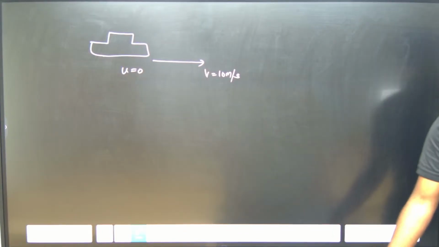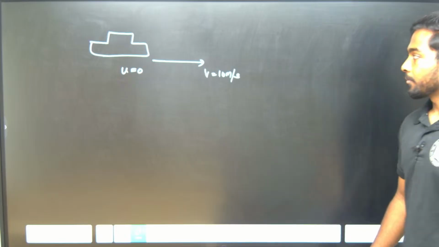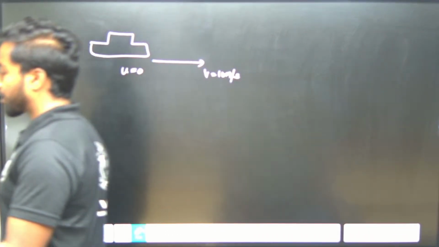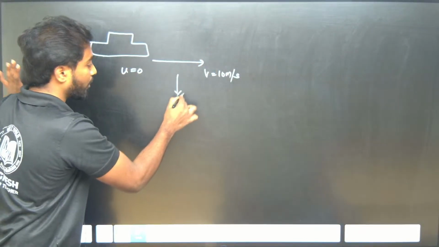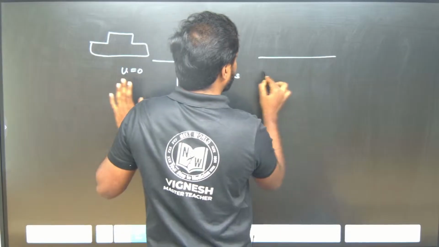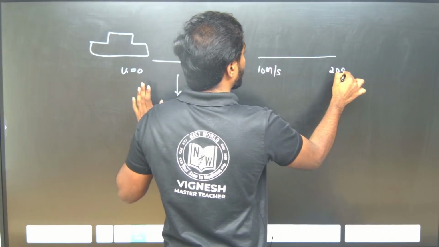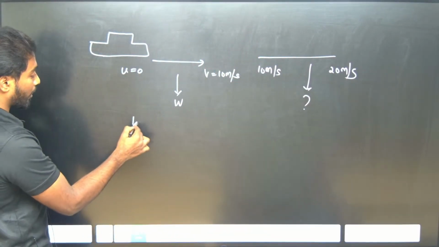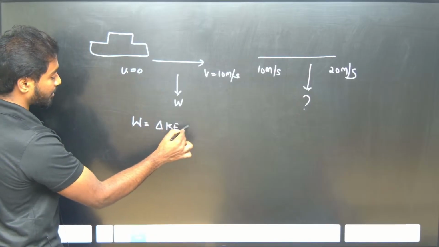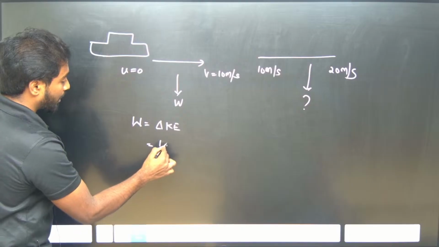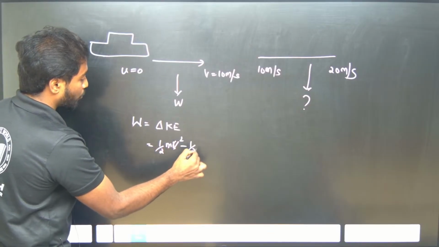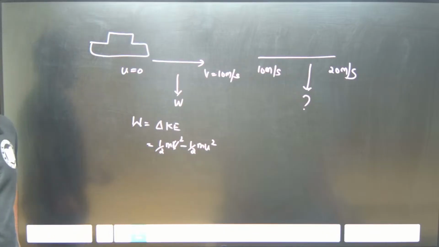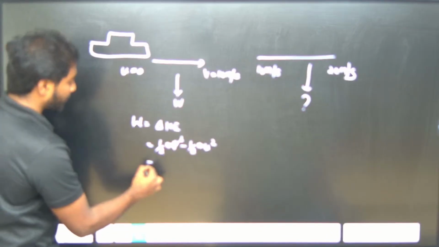So the energy required to accelerate a car from 10 meter per second to 20 meter per second. First thing, let me tell you they have given some energy used here, that is W, for example. So for 10 meter per second to 20 meter per second, what is the energy used? Can I say this work done will be equal to the change in kinetic energy? So 1 by 2 m V square minus 1 by 2 m u square, correct?